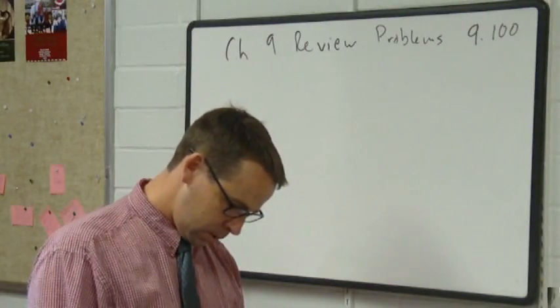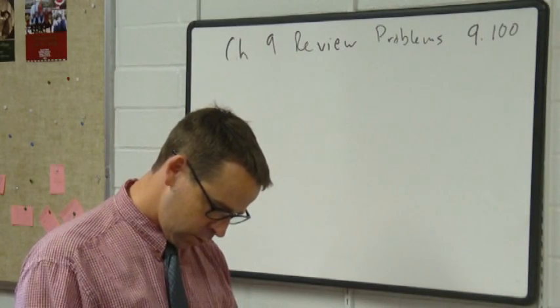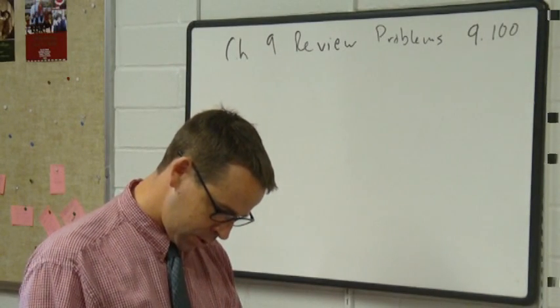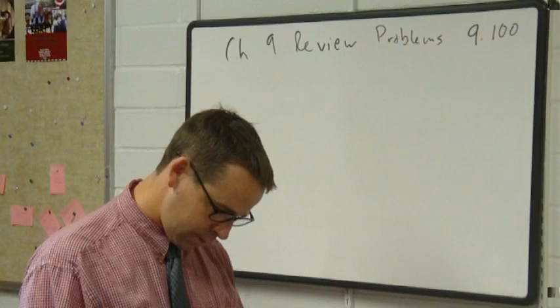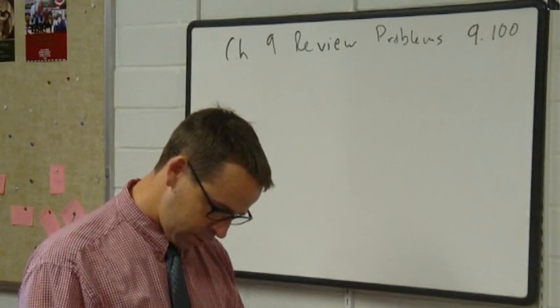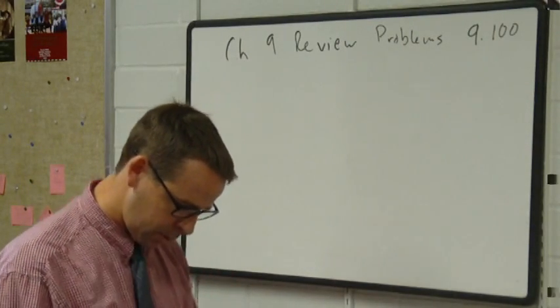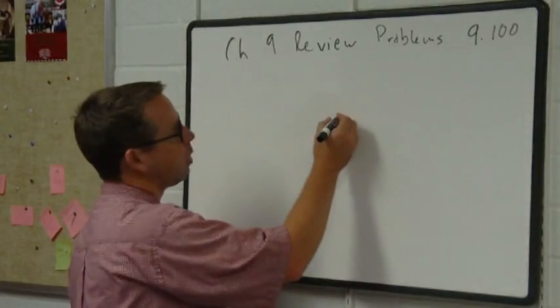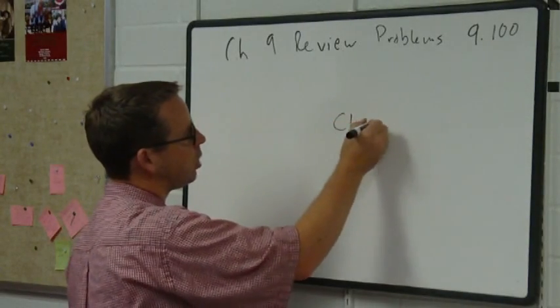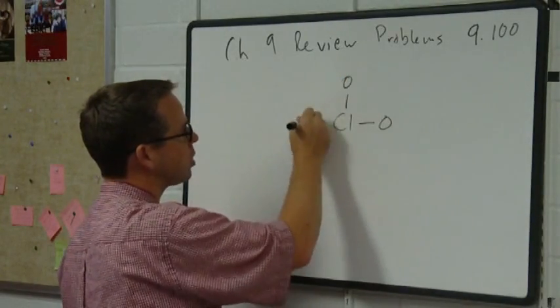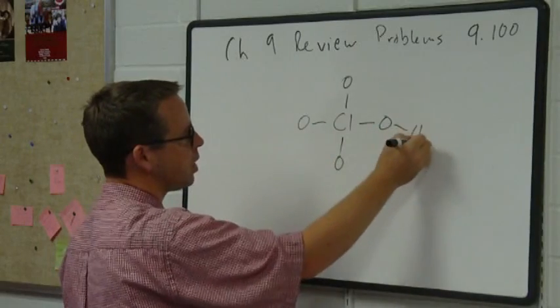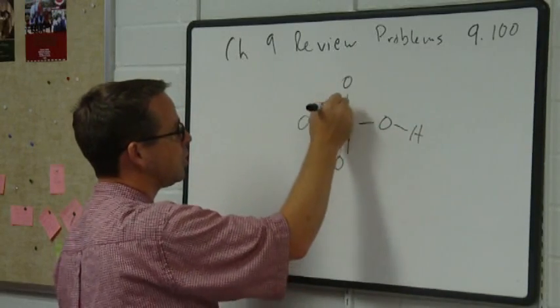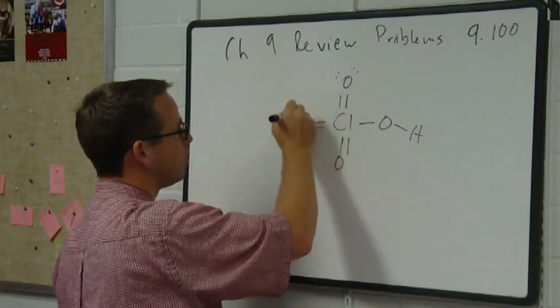Draw the Lewis structure for HClO4 according to the procedure described in the figure. Assign formal charges to each atom in the formula. Determine the preferred Lewis structure for this compound, HClO4. So we have chlorine in the middle, and oxygen, oxygen, oxygen, oxygen. This is again an oxyacid. This is what the thing is going to look like.